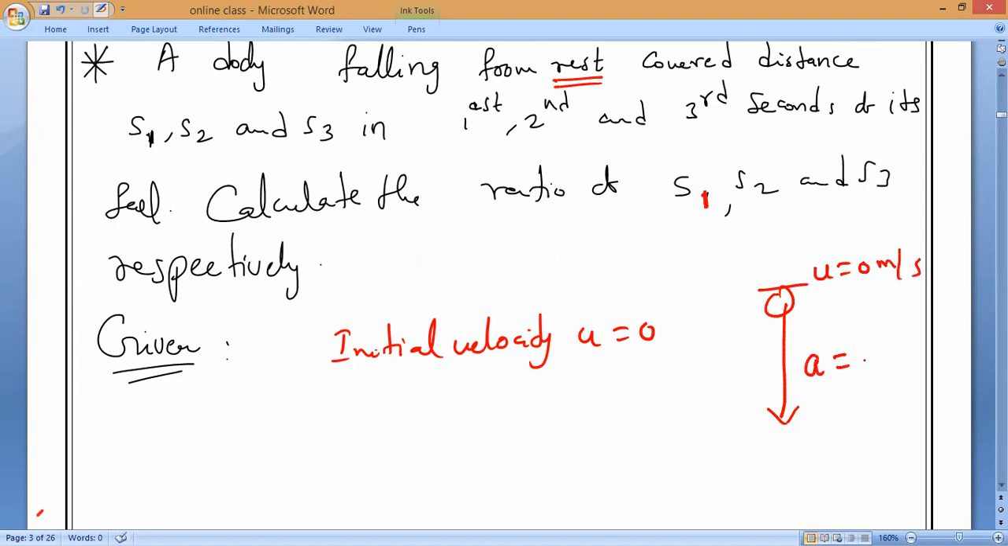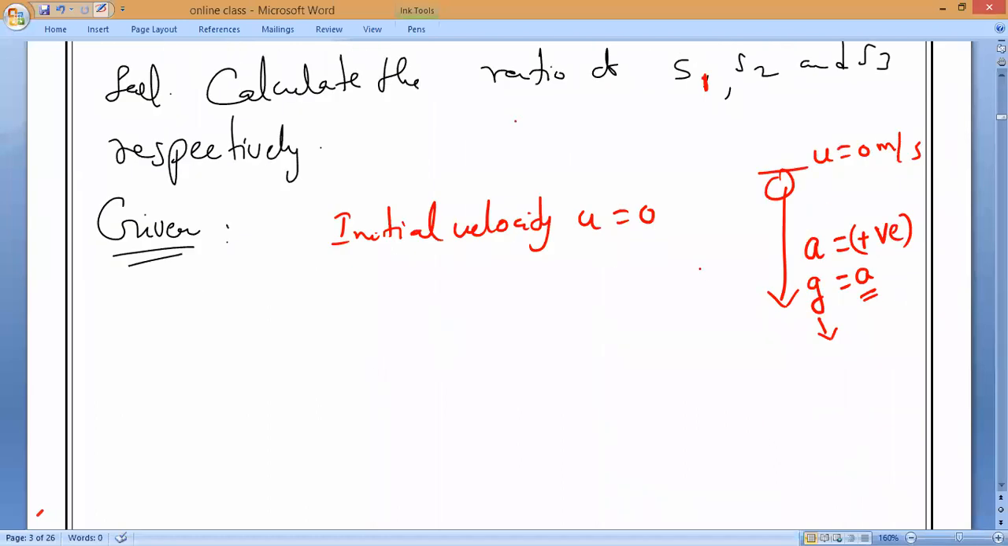What is the acceleration? Danishkar, are you there in the meeting? Yes, sir. If it is freely falling, what is acceleration? Acceleration or acceleration due to gravity, both are the same. Positive or negative? Positive, sir. Why can't you respond fast? So, initial velocity u is equal to 0 meters per second.